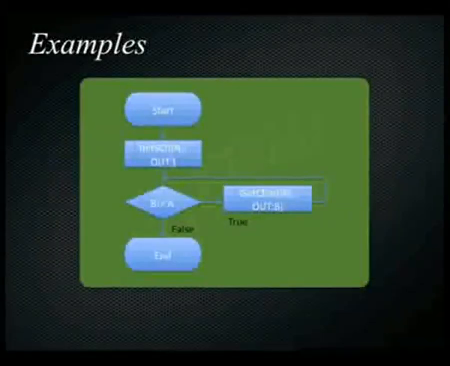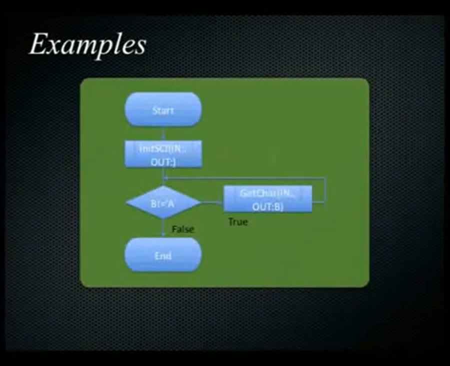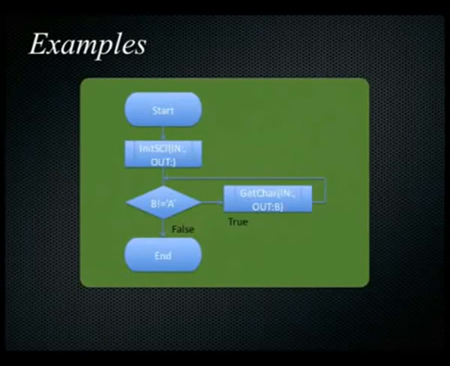So to give you an example of this, I've used an example with the getChar subroutine. Because that's a serial subroutine, I've also included the predefined task of init SCI as well. So simply we start, we initialize the serial port, we then do our condition, we check if B is not equal to A. If it's not equal to A, then we simply do a getChar, which will grab a value from our serial port and it will return it in B.